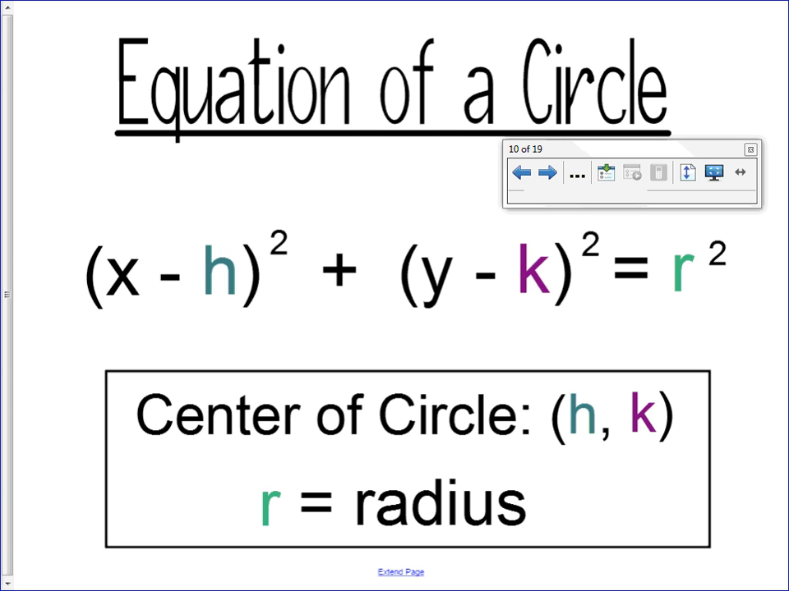So H, K, and R are just going to be some type of numerical value. I don't know what it is yet, but I know that whatever my center is, that is H and K. So say your center was 2 and 5. You would plug that in to your equation. Say your radius is 13. You would plug that into your equation. So I'll take a minute to write this down.